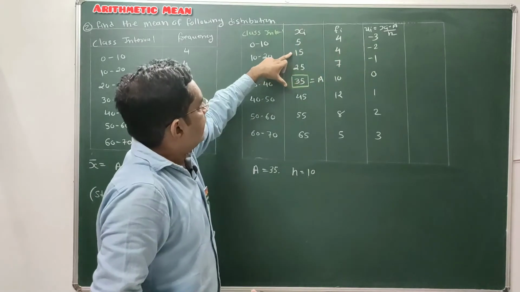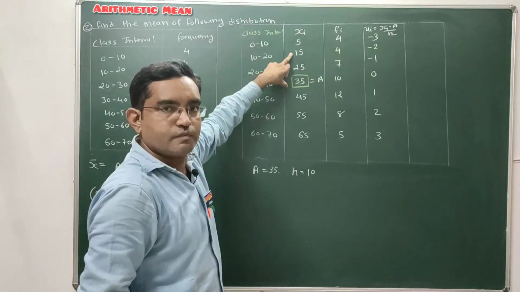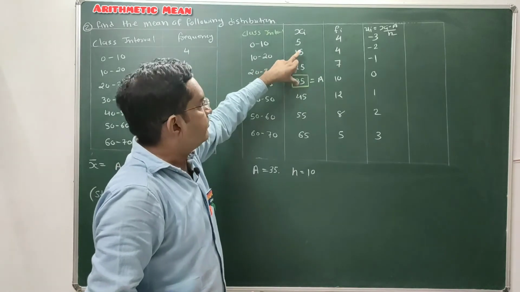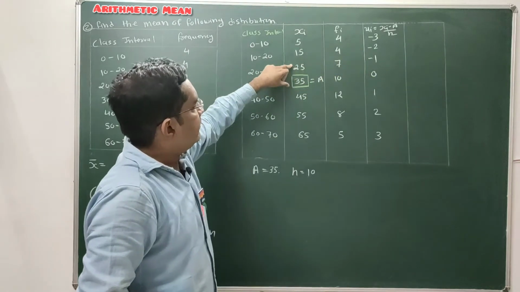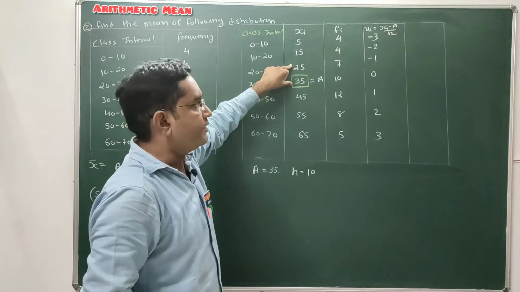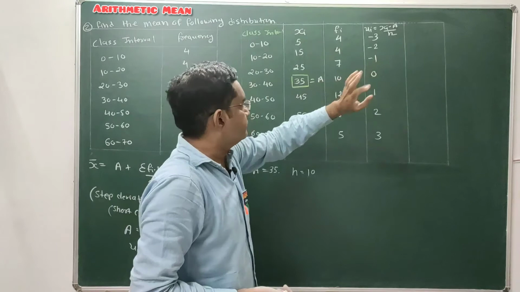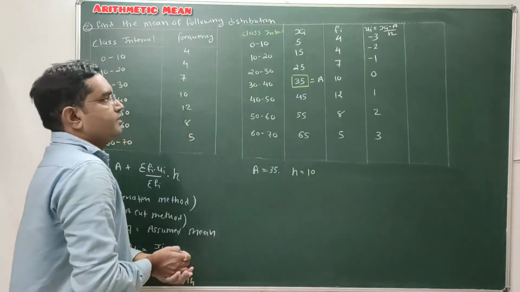For this one, 25 minus 35, sorry, 15 minus 35, minus 20 by 10, minus 2. 25 minus 35, minus 10 by 10, minus 1. 35 minus 35, 0 by 10, 0. Clear? So similarly you are getting these values.